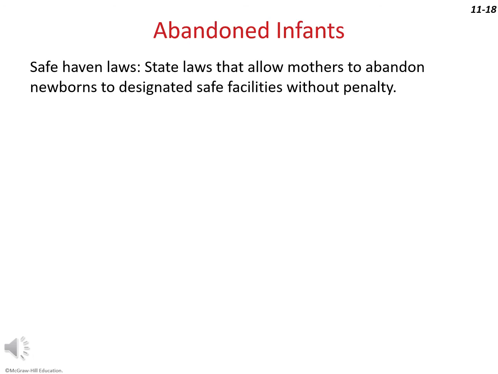Abandoned infants. There are safe haven laws which allow people to abandon their infant at a designated safe facility without penalty. So that would be like a fire station, a hospital, a police station, but the mother is supposed to walk up to, say, a police officer or a nurse or a doctor and hand their newborn to the person and let them know that she just had this baby and does not want it, and they're able to walk away without penalty to themselves.